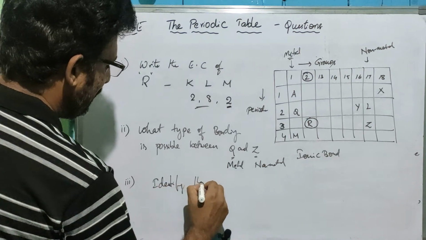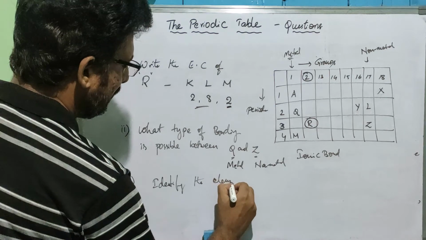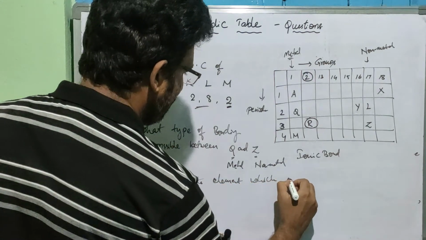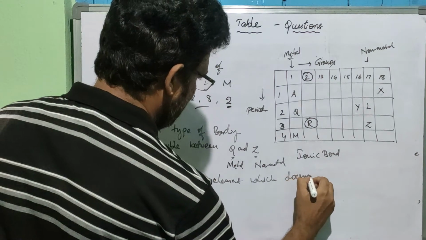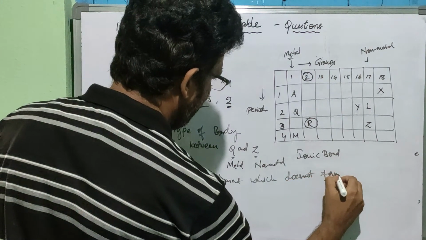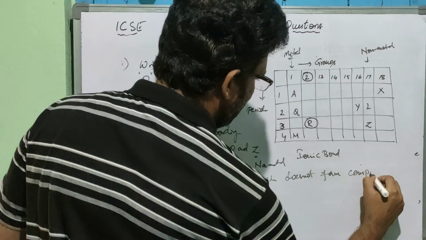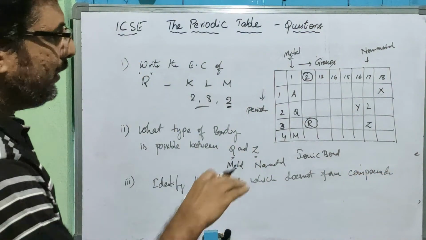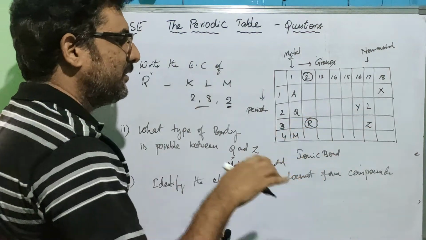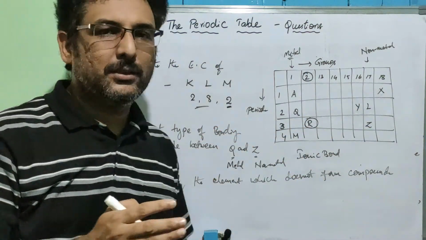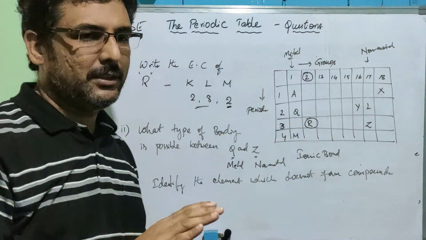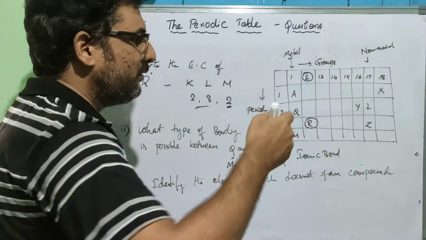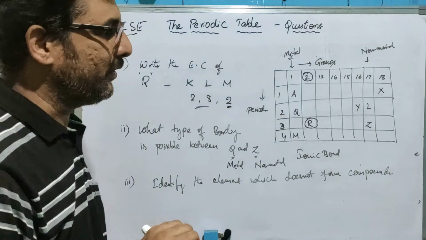Identify the element which does not form compounds. So in this case you have these elements, and generally the element which has stable electronic configuration will not form compounds. So out of these elements, which will be having stable electronic configuration?